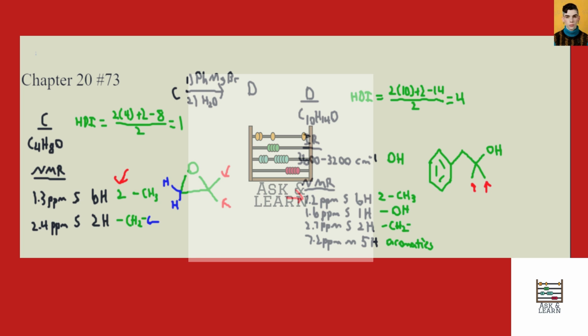The second signal, well, let's leave that alone. I think that assignment is correct, but it's not obvious which one is on the alcohol. So that third signal is going to be these 2 protons. And then our aromatics are also pretty self-explanatory. So this structure makes sense. It makes sense with what we know a Grignard should do to an epoxide. And so these are the correct structures for C and D. And that's the answer to Chapter 20, problem number 73.